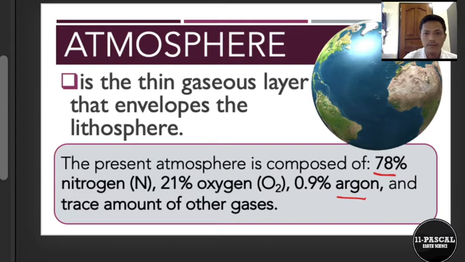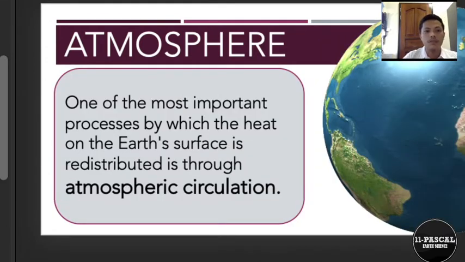So atmosphere is actually one of the most important processes by which the heat on the Earth's atmosphere is redistributed, through atmospheric circulation. So this is one of the importance of atmosphere. Aside from those gases that are used by living organisms, one of the main importance of atmosphere is this one, atmospheric circulation.